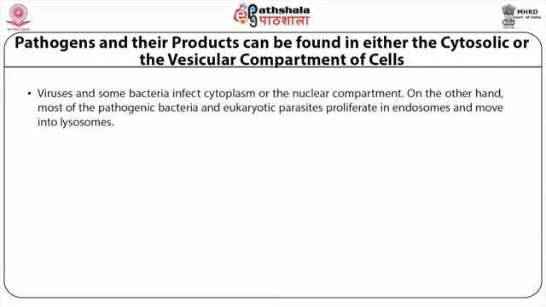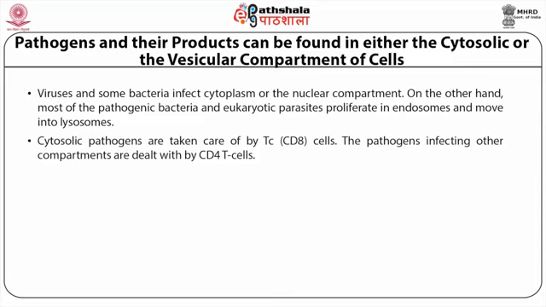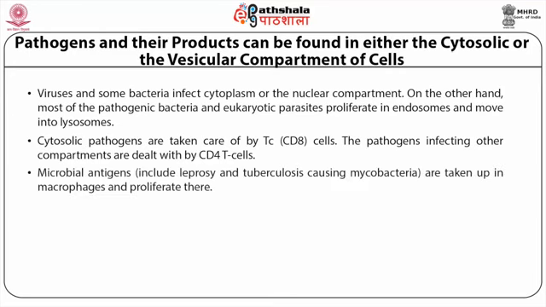Viruses and some bacteria infect cytoplasm or the nuclear compartment. On the other hand, most of the pathogenic bacteria and eukaryotic parasites proliferate in endosomes and move into lysosomes. Cytosolic pathogens are taken care of by TC, that is the CD8 cells. The pathogens infecting other compartments are dealt with by CD4 T cells. Microbial antigens, which include leprosy and tuberculosis causing mycobacteria, are taken up in macrophages and proliferate there.